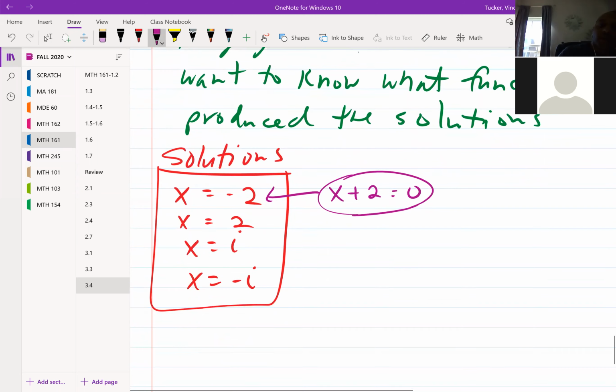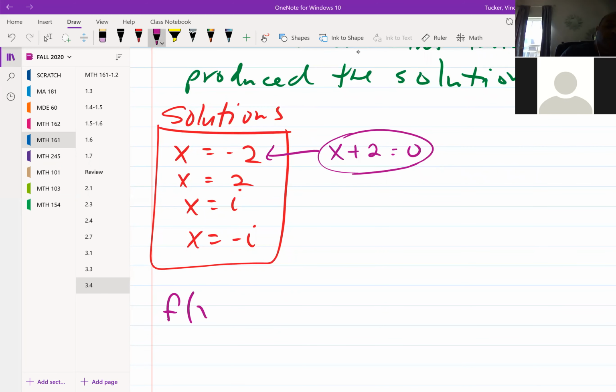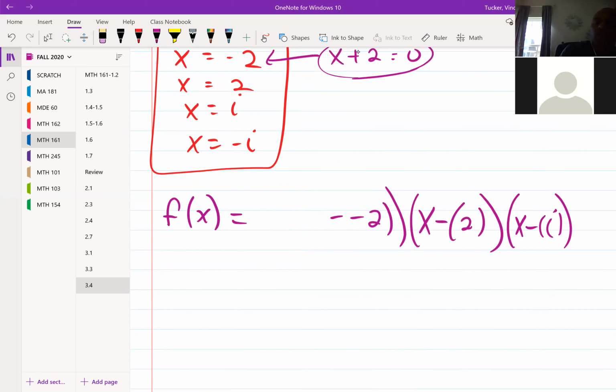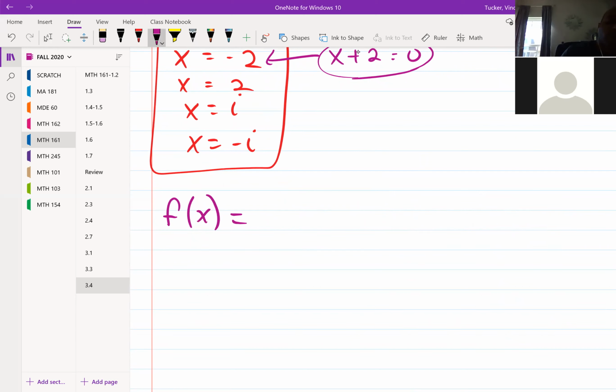So the way I'll set up my function creation is that I need to put an a here for a possible constant. We'll talk about that when we get to that last step. So we just put an a there for right now. That's going to be x minus negative 2, x minus 2, x minus i, and I ran out of room. Let me write the same thing. I'm just going to put it closer together so I can write on the same line.